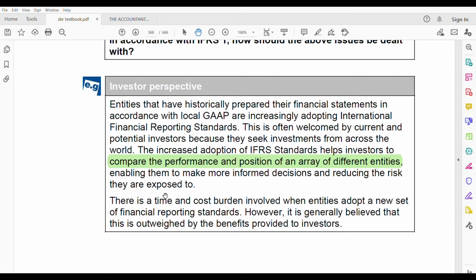There is a time and cost burden involved, definitely. Whenever you come to new standards, you first have to go through the new standards, you have to learn. And paperwise also, it's documentation and all, it's costly, right? However, it is generally believed that this is outweighed by the benefits. So they believe the benefits are more than the cost of IFRS standards.